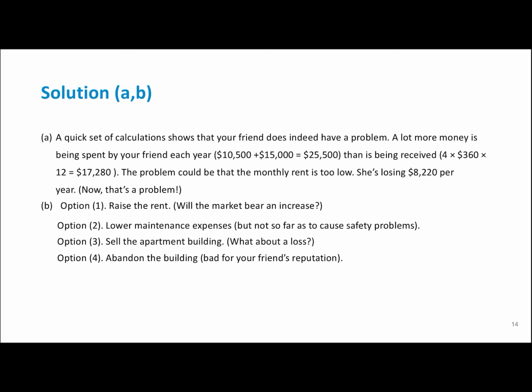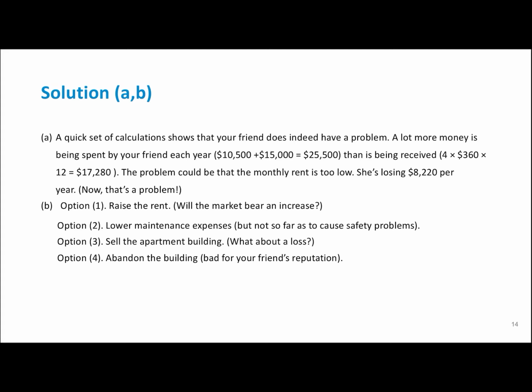Now, what is that problem? Again, the problem is she still spends much more money than she's receiving. So to solve the problem in part B, we have 4 options. The first option is to raise the rent. She can solve this problem by just raising the rent. Will the market bear an increase? Can she do that? This is the first alternative. So now we are recognizing the alternatives.